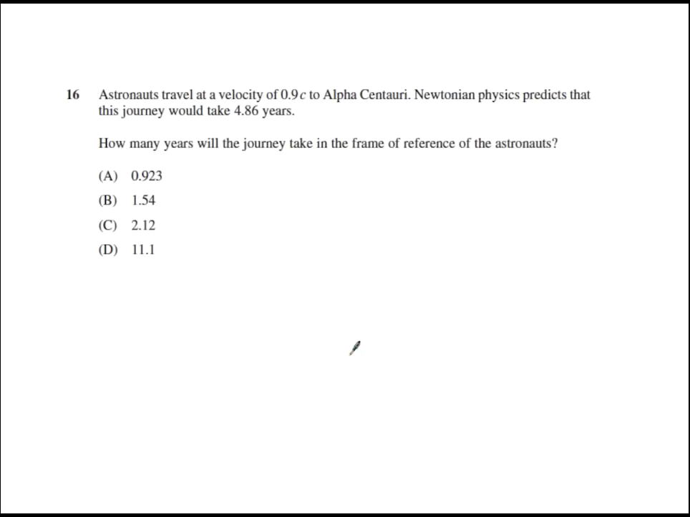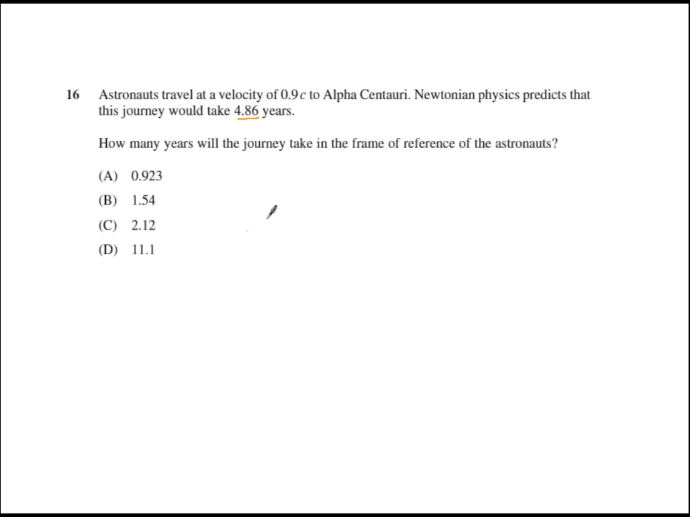Question number 16. Astronauts are traveling at a velocity of 0.9c to Alpha Centauri, and Newton's physics predicts this journey will take 4.86 years. How many years will the journey take in the frame of reference of the astronauts? Pause now.